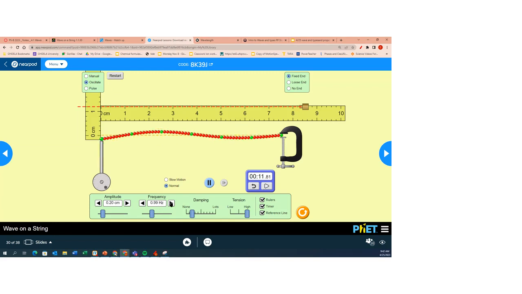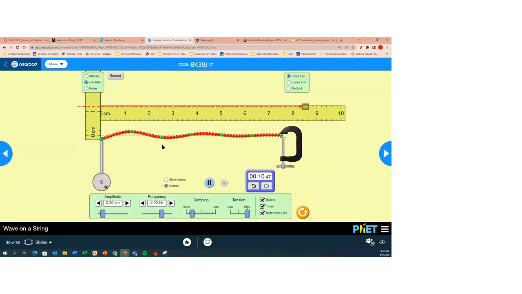So if I go to 2 waves passing every second, I would use the timer again and I will count how many in 10 seconds. Let me see if I can do this. 1, 2, 3, 4, 5, 6, 7, 8, 9, 10, 11, 12, 13, 14, 15, 16, 17, 18, 19, 20. Yeah, so I did 20 waves in 10 seconds. So that's 2.